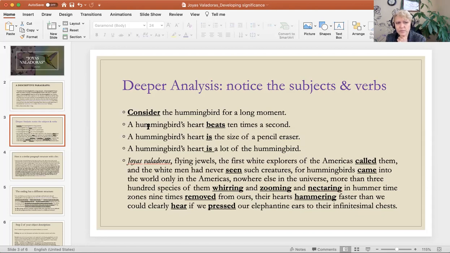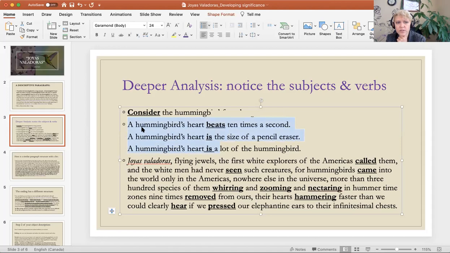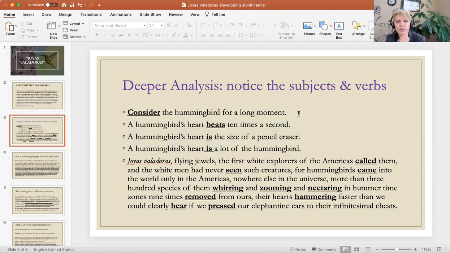For example, instead of having these three sentences with the same subject at the beginning of each, there could have been a longer sentence construction where you would say something like a hummingbird's heart beats 10 times a second, is the size of a pencil eraser, and is a lot of the hummingbird. It wouldn't be perfectly parallel, but it would also be long and taxing on the reader's attention. So what Doyle is doing in part here is slowly leading the reader into the exploration of the hummingbird, followed by a long sentence, which requires a lot more attention of the reader.